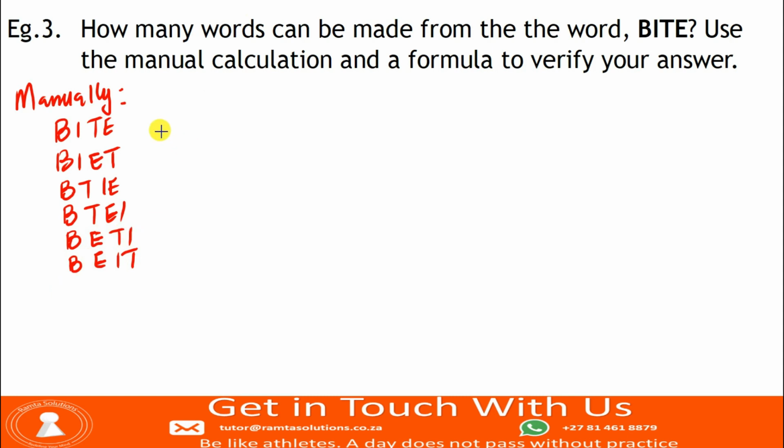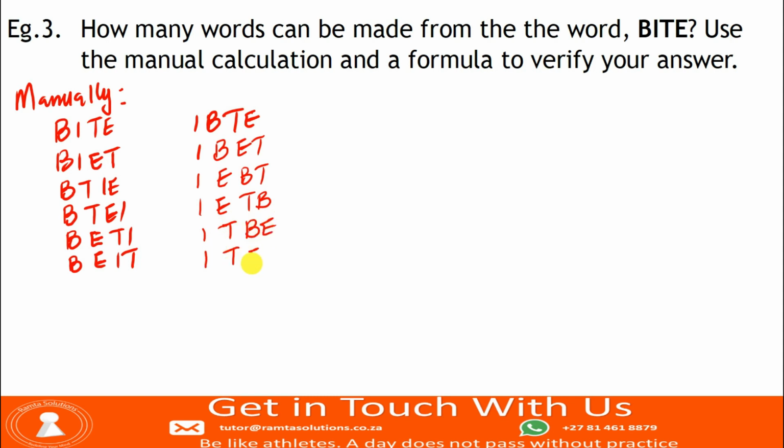Okay, that's it. Now, let's start with I. We can have I, B, T, E. We can have I, B, E, T. We can have I, E, B, T. We can have I, E, T, B. We can have I, T, B, E. We can have I, T, E, B.